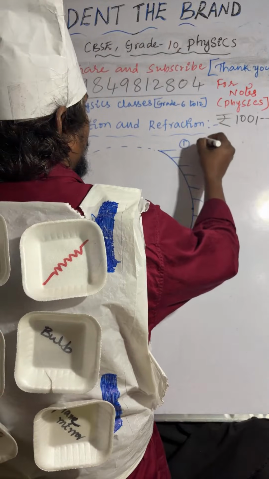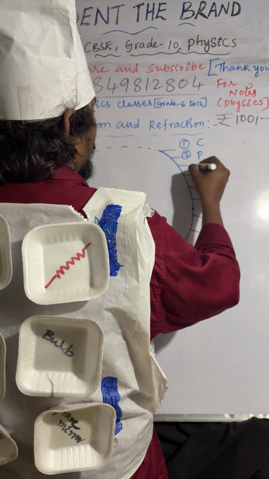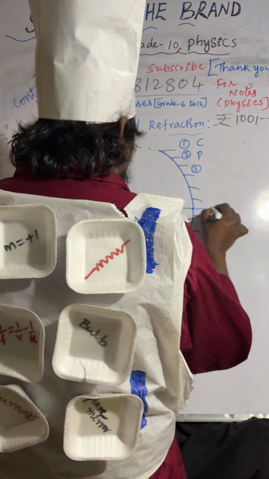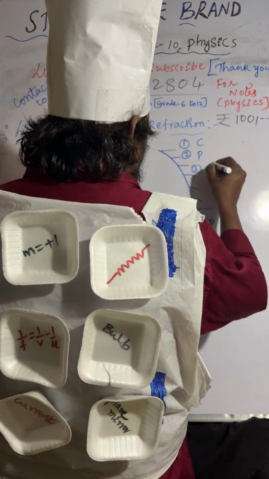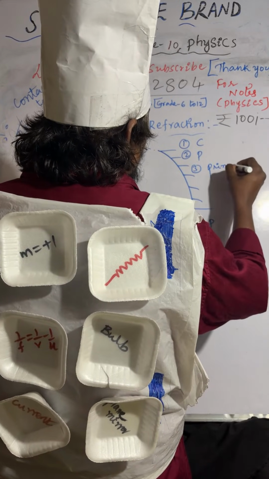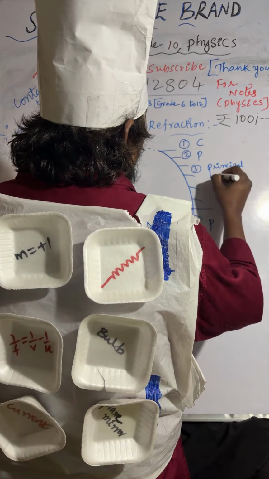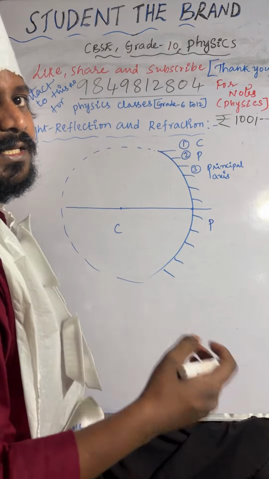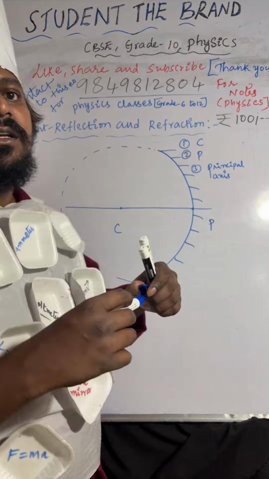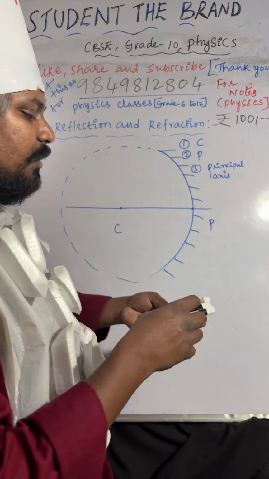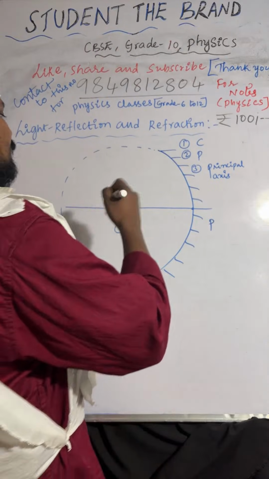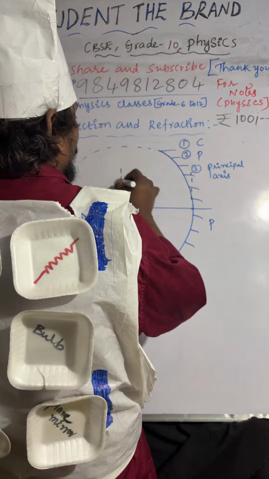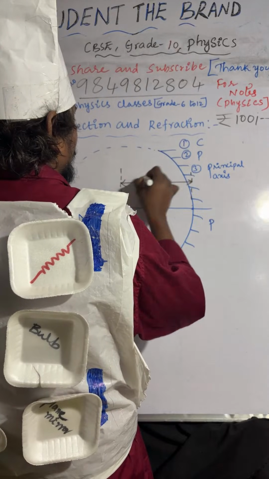So the first one is center of curvature, the second one is pole, and the third one is the line joining the center of curvature and pole, which is called the principal axis. Okay. The distance between center of curvature and pole is called radius of curvature.